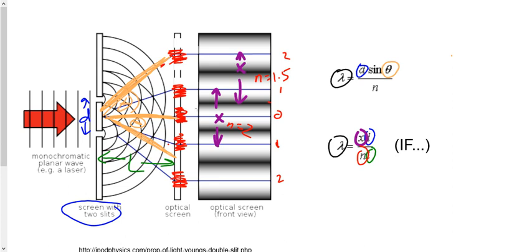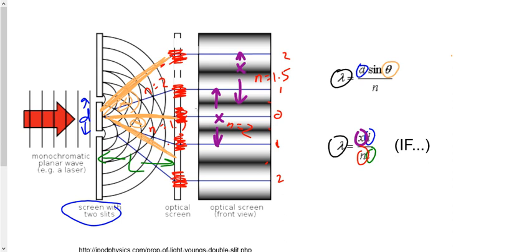What would n be in the top one here? Central max to the second order max, n would be 2, right? It's 2 minus 0 is 2. And what about the next one here? From the central max to the second minimum, first minimum, second minimum, n would be 1.5. So once again, as long as you're consistent, theta can be whatever you want, as long as it's measured from the central maximum and n is consistent with that.